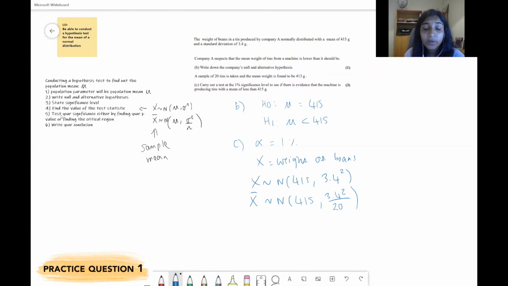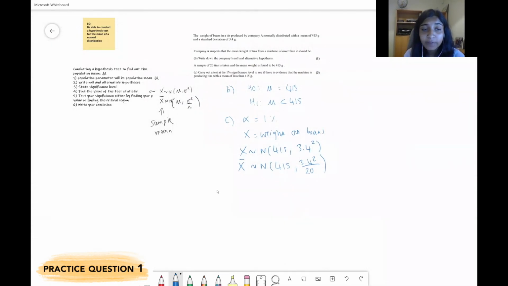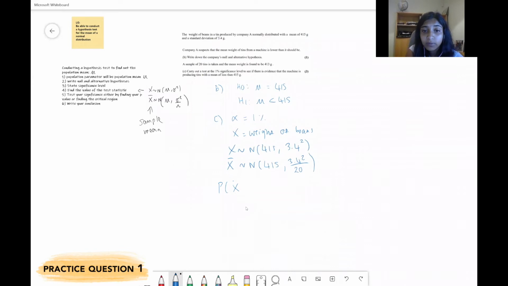Now we want to test our significance, either by finding the p-value or finding the critical region. We can first find our p-value. We want to find the probability that our sample mean is less than or equal to the value that we've got here, which is 413. We're doing less than or equal to because our hypothesis test is a one-tail test, but on the lower end. And because we're testing the mean from our sample, we want to use the sample mean and the normal distribution for that.